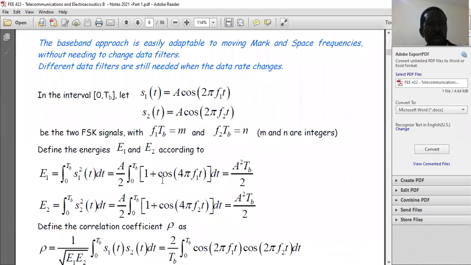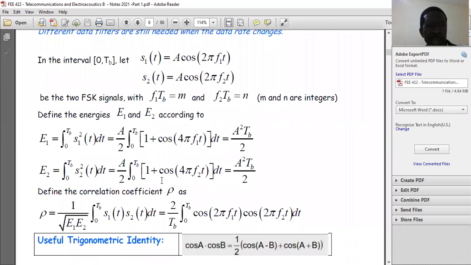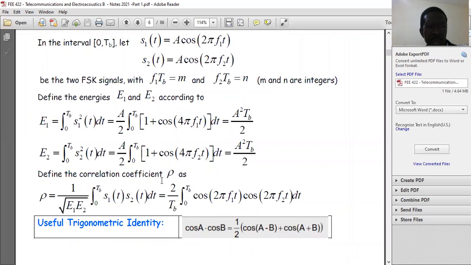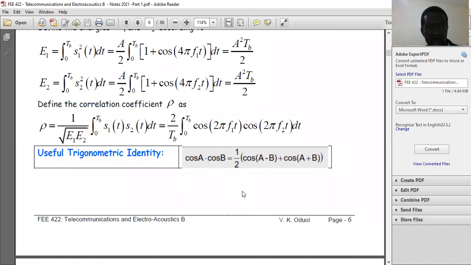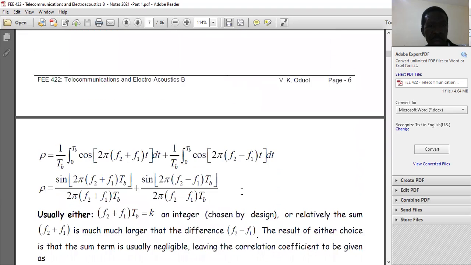So again, we do the mathematical operations here that are giving us the relationship that we need. I think what we need to indicate here is that there's a parameter that we're calling the correlation coefficient, which is defined as given here. You have two signals, S1 and S2, with energies E1 and E2 respectively. The energies are defined there. And then the correlation coefficient is given here. We need that in order to be able to detect the two signals.